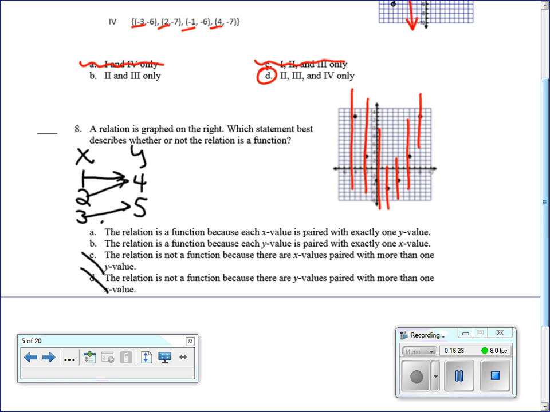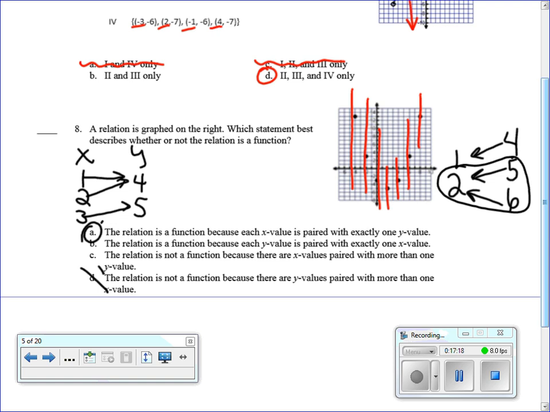Okay, so when we say each y is only paired with exactly one x value, what we're saying is that instead of focusing on the x's, we're focused on the y's. So I could have 4, 5, and 6. Okay, well, I know that 4 is only going to 1, 5 is only going to 2, and 6 is only going to 2. So in this case, each y value is paired with exactly one x value. We know this to not be a function, again, because our definition of a function is that each x is only going to one y. So when we look at this part, we need to understand that A is our answer choice because each x value is paired with exactly one y value.